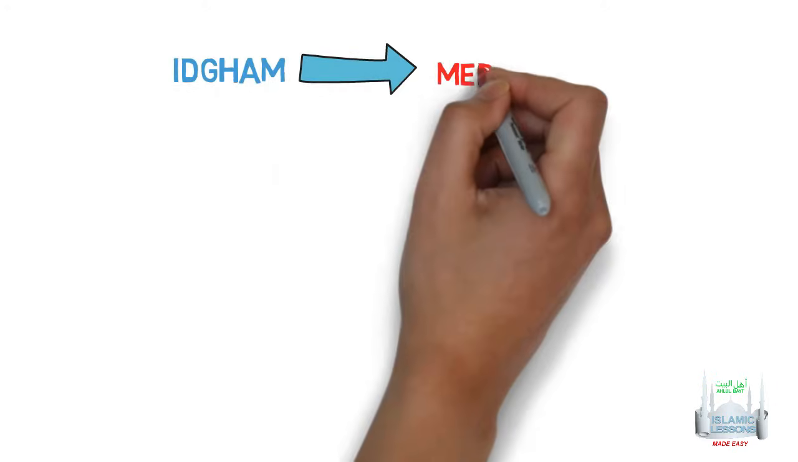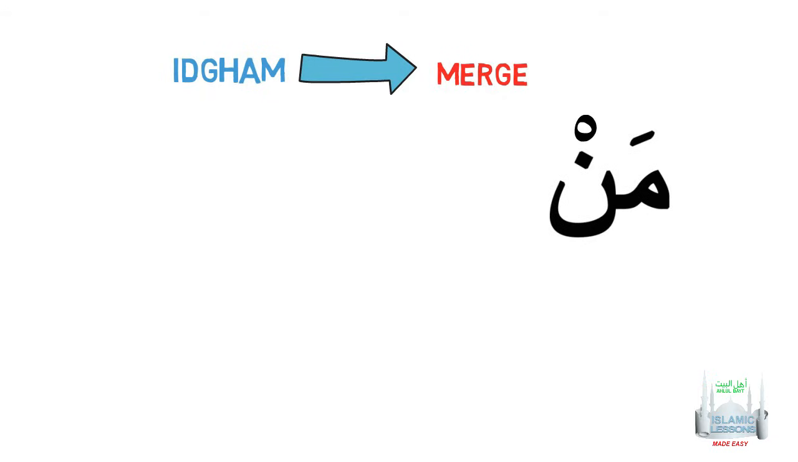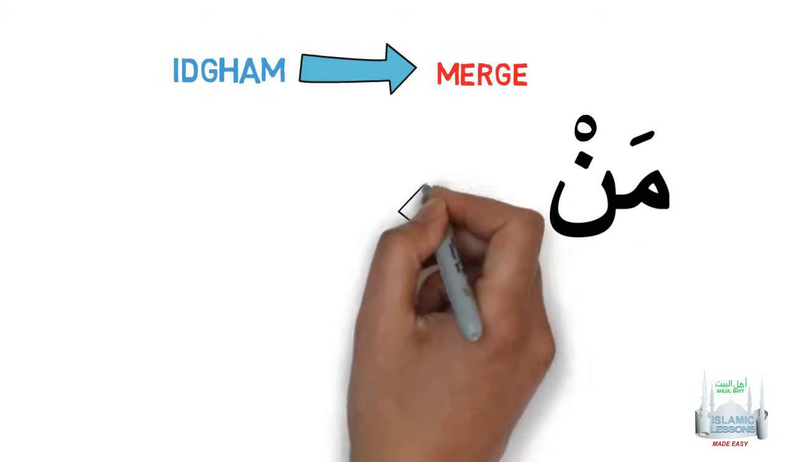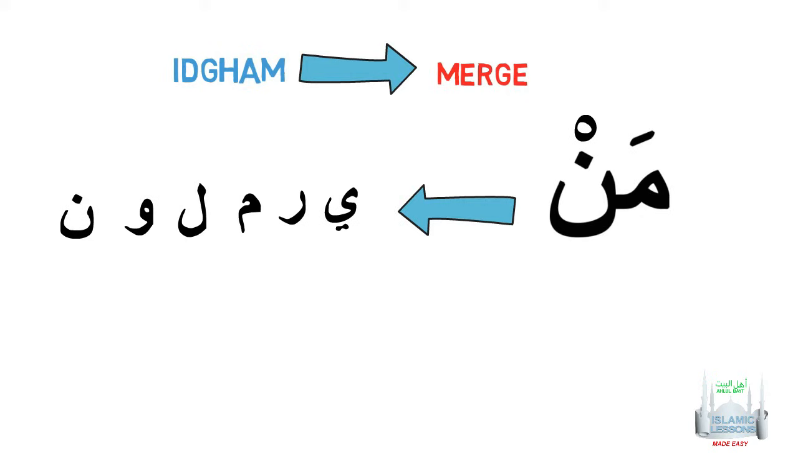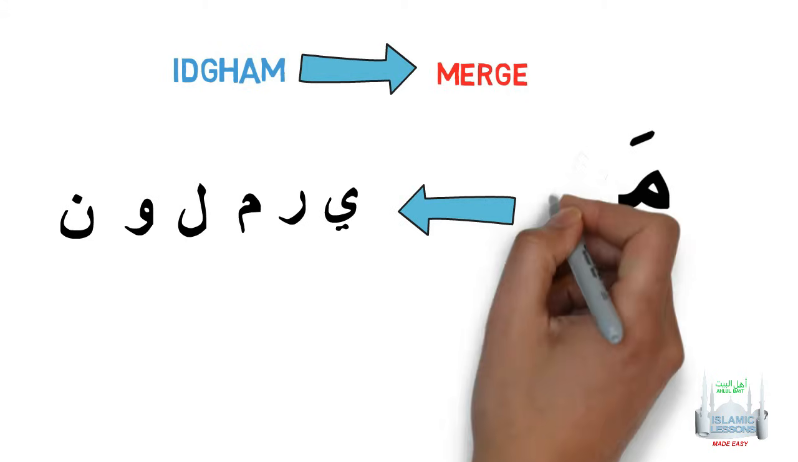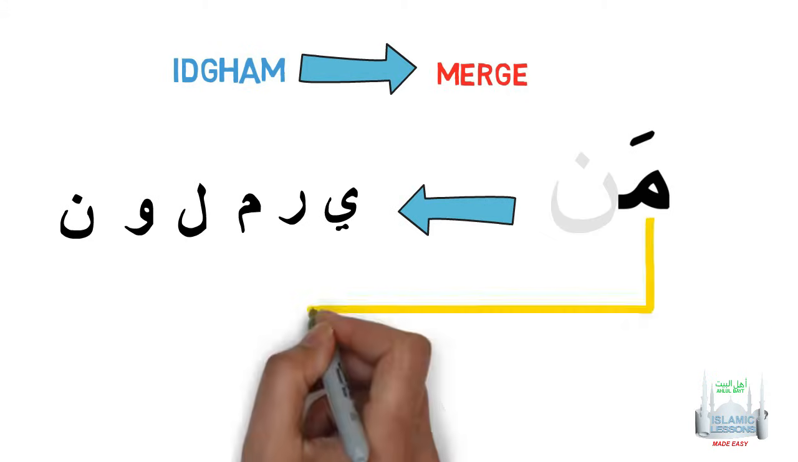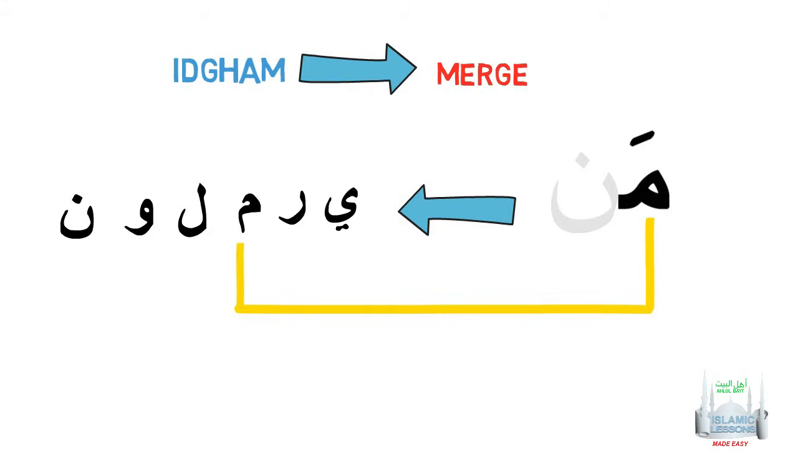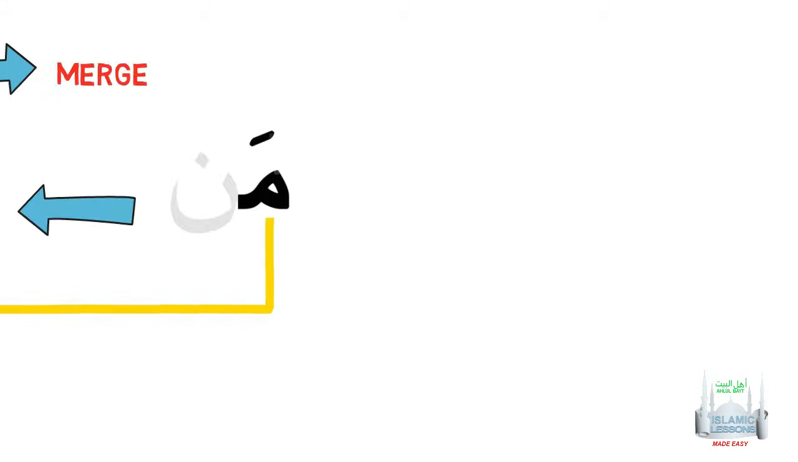Idgham means to merge, and we said in the previous videos that when there is a noon sakin at the end of a word followed by a yarmalun letter, the noon becomes silent and you merge the previous letter with the next letter. Here are three other types of idgham.